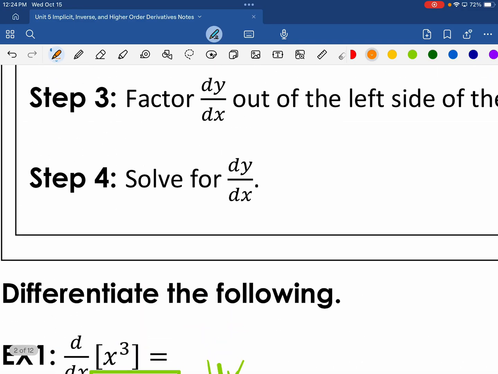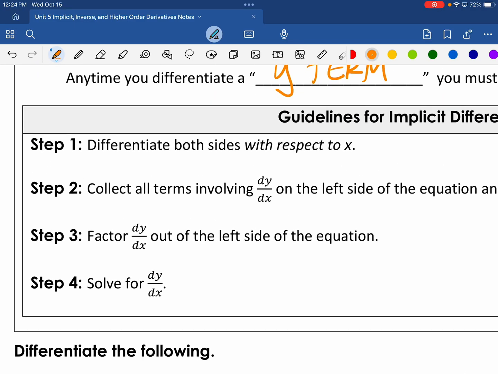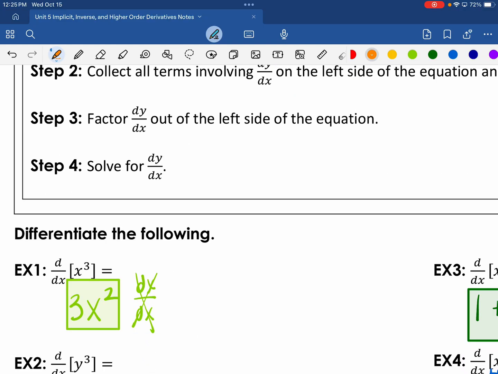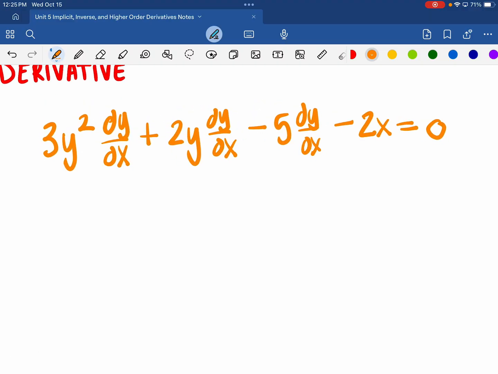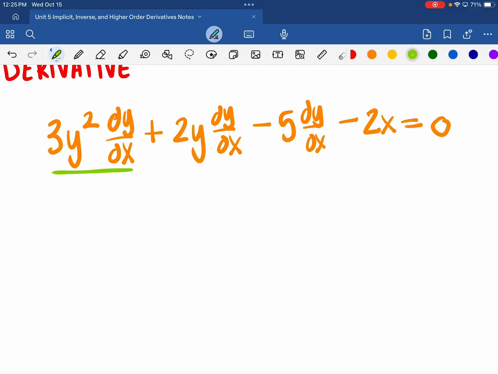So this is where your guidelines from up here are the steps that I'm going to do on these problems. So we did step 1, differentiate both sides with respect to x. We put the dy dx in all of the y terms. The second step is we're going to collect all the dy dx terms on the left side. Anything that does not have a dy dx gets pushed to the right. All right, so I'm going to come back down here. This has a dy dx, this has a dy dx, this has a dy dx. So we're going to move the 2x to the other side.